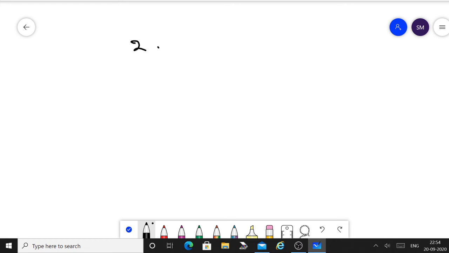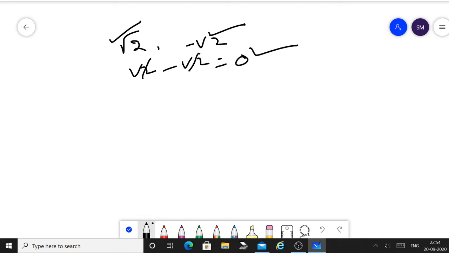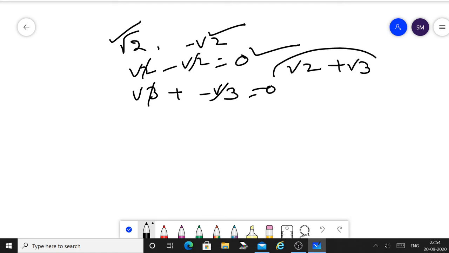Suppose root 2 and minus root 2. Root 2 is an irrational number, minus root 2 is also an irrational number. But root 2 plus minus root 2, what? 0. 0 is a rational number. Root 3 is an irrational number, minus root 3 is also an irrational number. Their sum, what? 0. 0 is a rational number. But root 2 is an irrational number, root 3 is an irrational number. Root 2 plus root 3 is also an irrational number.